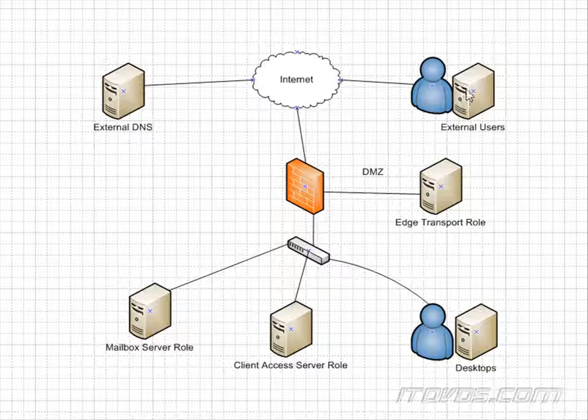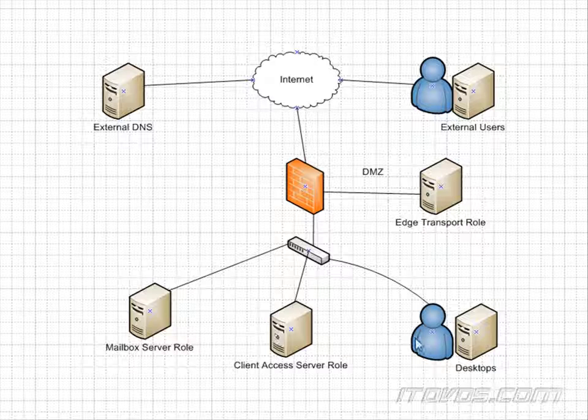Now let's take another example. An external user sends an email to Bob Smith here on our internal network. That email travels through our firewall here, through our DMZ, hits our Edge Transport Server role. The email gets looked at maybe for viruses, does some spam checking. Everything looks good, so the Edge Transport Server role sends that email to the Client Access Server role. The Client Access Server role connects to the appropriate mailbox server role and forwards that email over to it, and it gets stored.